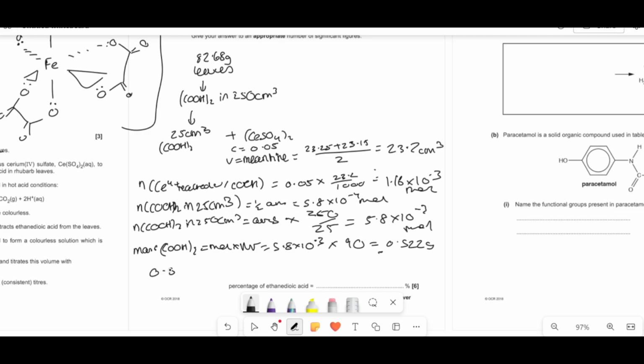Percentage by mass is just going to be 0.522 divided by the mass of the rhubarb, which is 82.68, times 100. If you do that, you end up getting 0.631% to 3 significant figures, because that's what they gave us in the question.